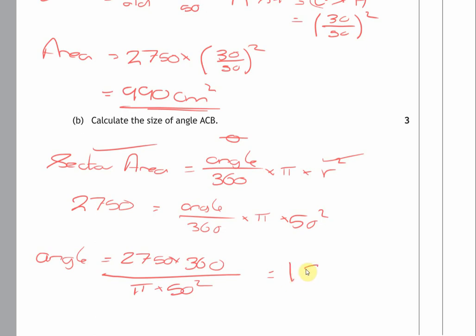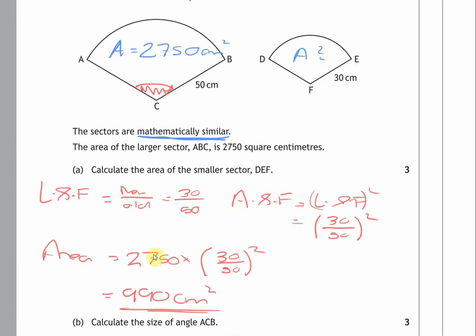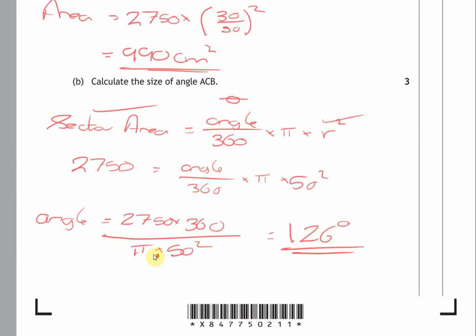When you pop that into the calculator, we will get an angle, rounded to the nearest whole number, of 126 degrees. So what I would tend to do is work out the top line, work out the bottom line separately, and then divide the two numbers. And that's how you would go about incorporating the sector area into a similar shapes question as well.